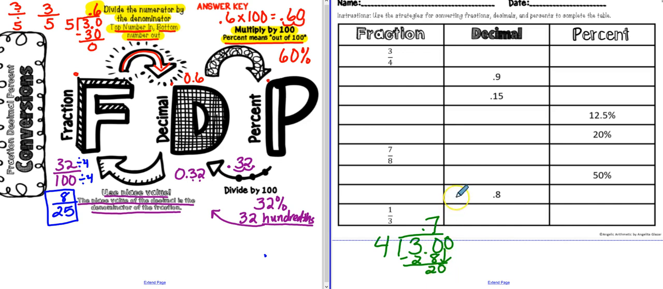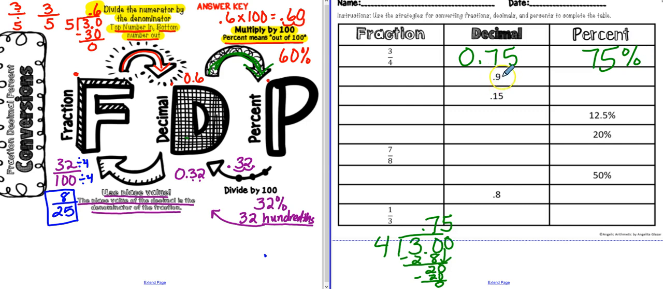And 4 goes into 20 5 times. And 4 times 5 is 20. And I have 0 remaining. So our decimal for this is 75 hundredths. And remember, when we're going from a decimal to a percent, we're going to move our decimal point 2 places to the right because percents are hundredths. This is 75 hundredths. Percents are hundredths. So my percent is 75%.